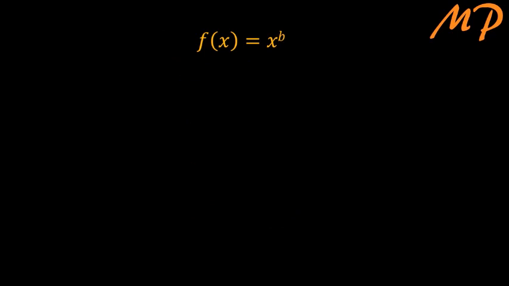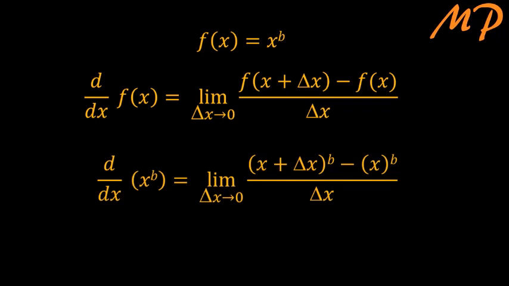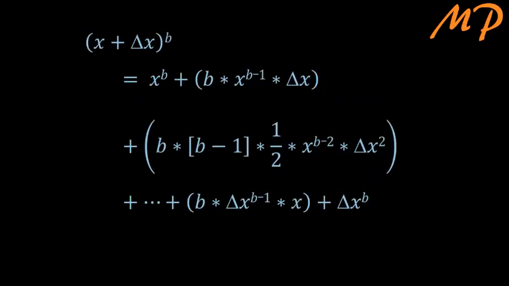Firstly, let's say function f of x is equal to x to the power of b. We know that the derivative of the function f of x with respect to x is equal to instantaneous change in function f of x divided by instantaneous change in x when delta x approaches 0. Now let's put x to the power of b in place of f of x. Before going any further, we need to expand x plus delta x to the power of b. When you expand it, it will look something like this. To know how to do expansions like these, you can watch the video I made about binomial expansions. Anyways, take a closer look at the second term, because this is going to become important later.